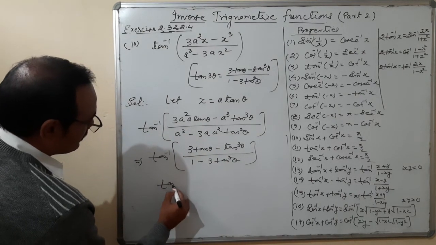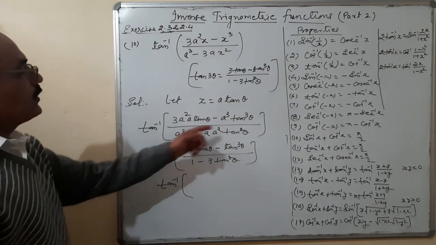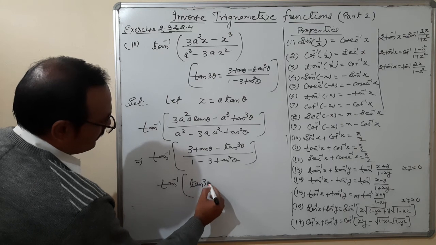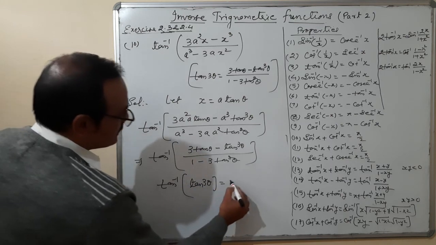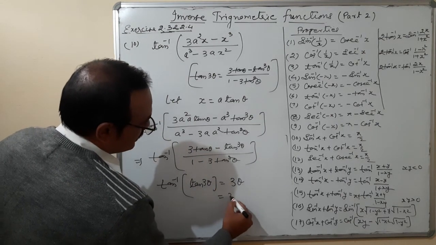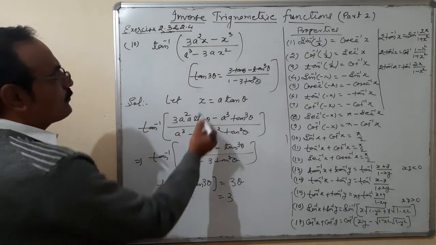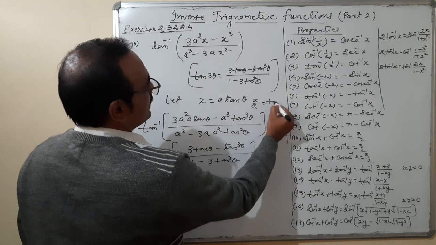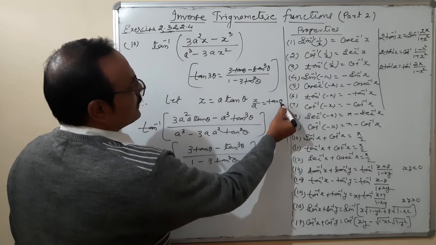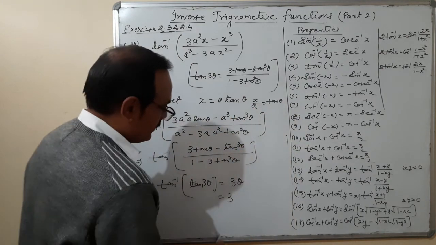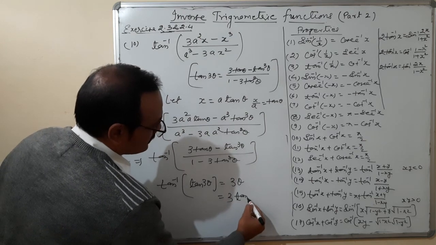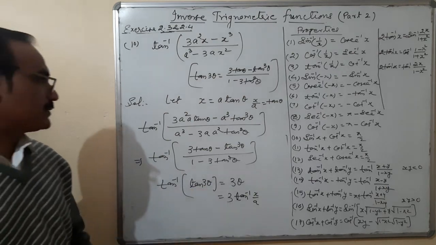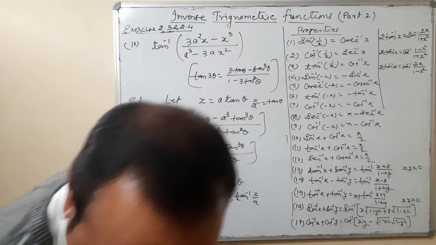Tan inverse of, which formula is this? Tan 3 theta. Tan inverse and tan cancel, the result is 3 theta. What is the value of theta? For finding theta, x upon a is equal to tan theta, so theta is equal to tan inverse x upon a. So the answer is 3 tan inverse x upon a. This is the simplest form.